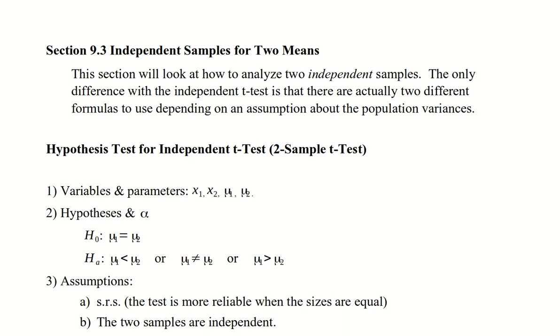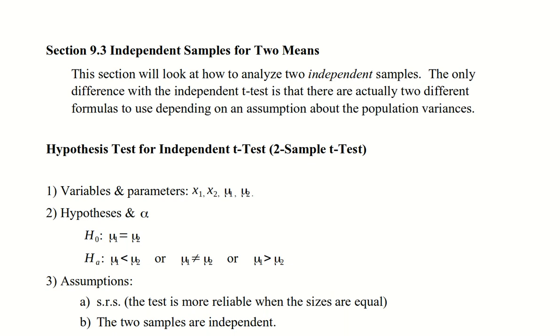The only difference with independent t-tests is that there's two different formulas, and that depends on assumptions that we can make about the population variances. For us, that's not going to be a big deal, but when you're working through the text, I would recommend that you watch this first so that you can see how those two different tests relate.